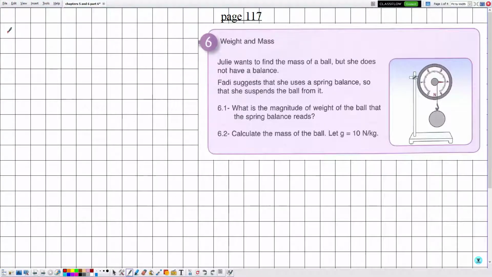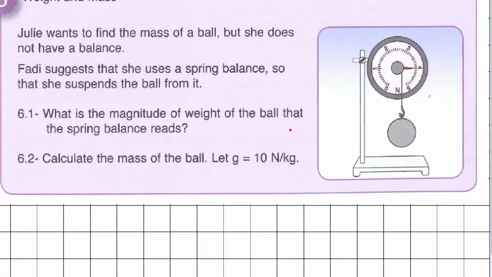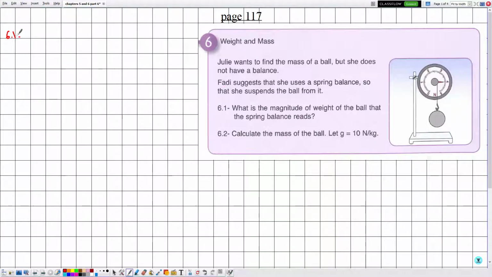So number 6.1. What is the magnitude of the weight of the ball that the spring balance reads? So notice that here the needle is indicating 4, and here the scale is given in newtons, so no need to multiply by anything. Then the weight of the ball is equal to 4 newtons.